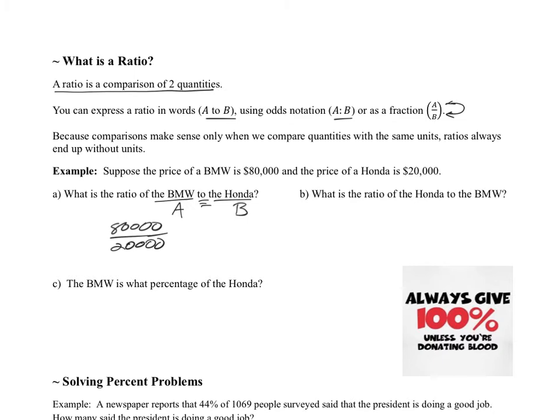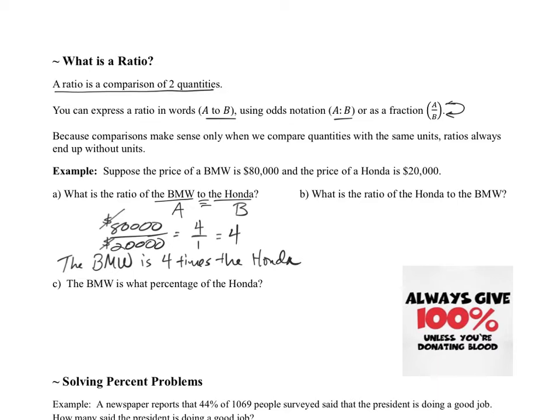So let's divide this out. We would get 4 over 1, which is 4. And let me back up here, dollars and dollars. So the units of dollars would cancel, leaving us with just a ratio of a whole number. So what does this number mean? We could interpret this as being the BMW is 4 times the Honda.